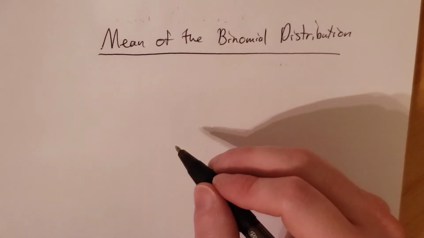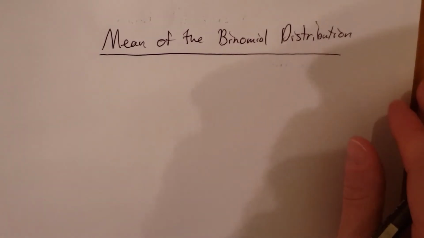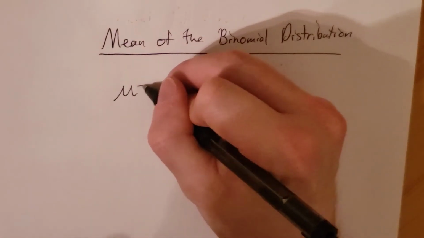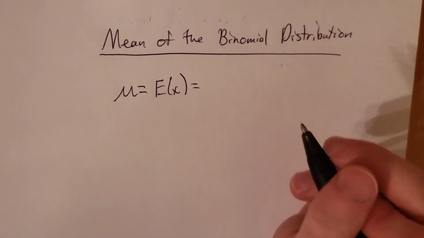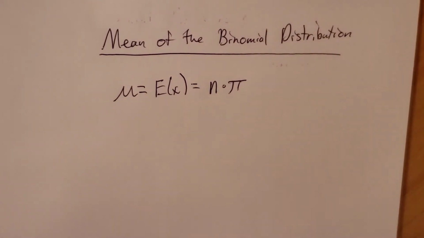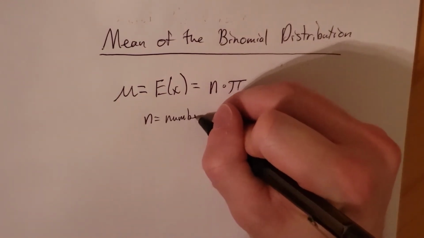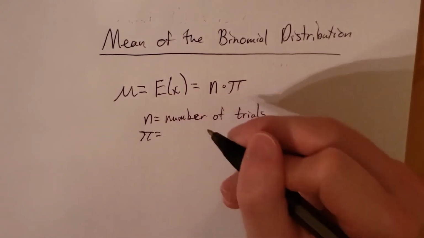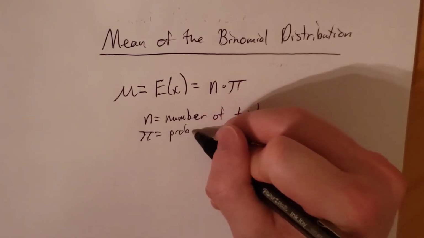In this video, we're going to look at some statistics related to the binomial distribution. So we'll start with the mean of the binomial distribution. And the mean is equal to the expected value for this binomial distribution, which is n times pi, where n is the number of trials and pi is the probability of success.